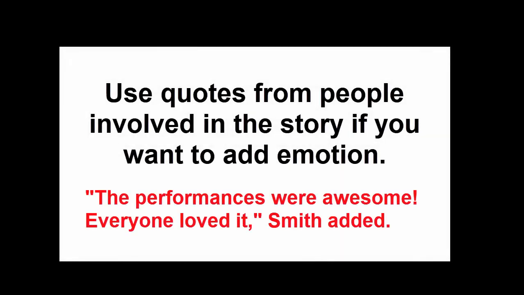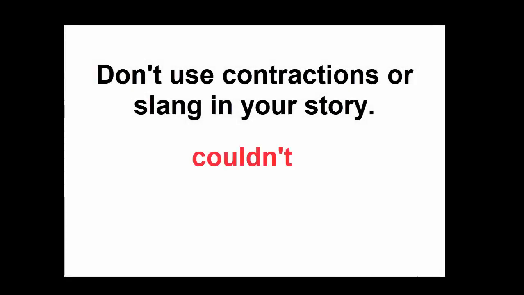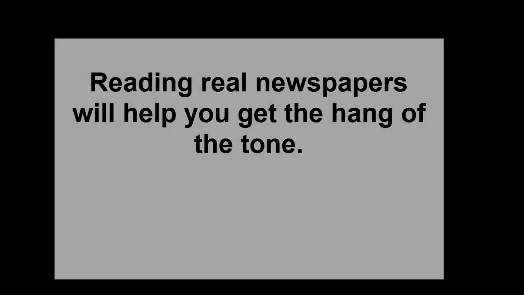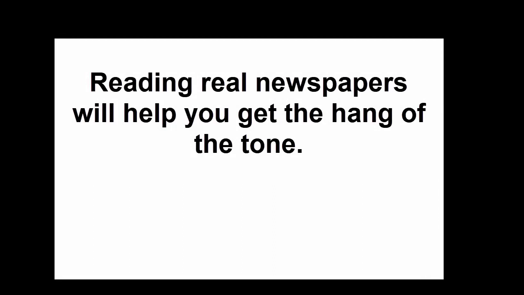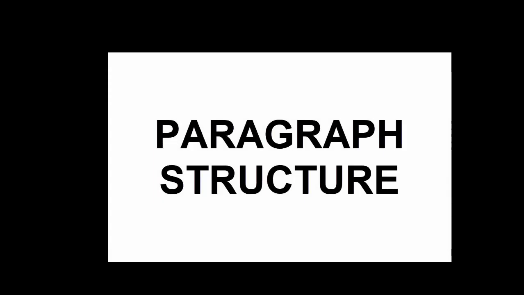You almost want to try to write the story the way a robot would. Just the facts, just what people need to know. Also, don't use contractions or slang. So instead of writing couldn't, write could not. If you want more practice matching the writing tone of a journalist, just pick up a newspaper and start reading the articles. You'll see the same tone in every front page article. Cold, emotionless, fact-based, formal.